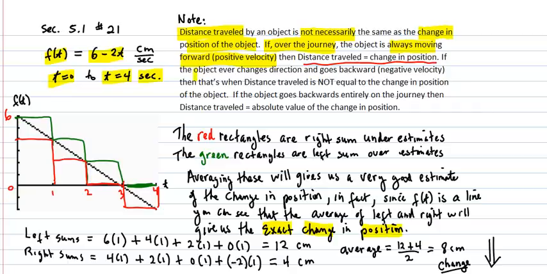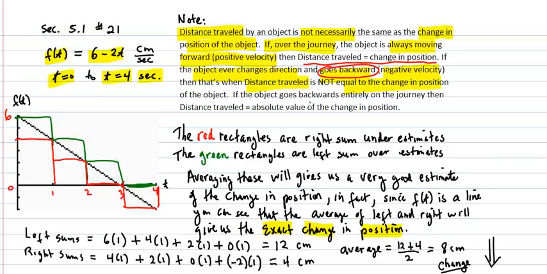But if the object ever changes direction and goes backward, negative velocity, then that's when the distance traveled is not equal to the change in position. Because let's say you went out somewhere and then you turned around, came back all the way to the start. Your change in position would be 0, whereas the distance traveled would be a whole lot of distance traveled. So that's an example where they're not the same. So distance traveled is not equal to the change in position when you have negative velocity somewhere in there.